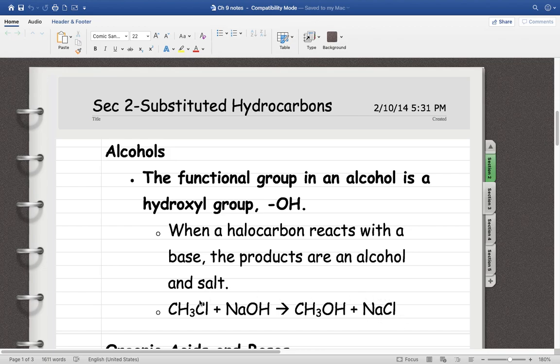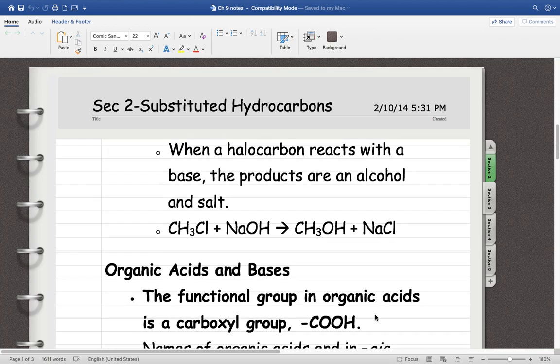Okay, so here is a substituted hydrocarbon. The functional group is a halogen, so this is called a halocarbon. This is a base, sodium hydroxide, and then this is a substituted hydrocarbon too, and the functional group is an alcohol, methanol. And this is chloromethane, sorry. So you have a halocarbon and a base, which is going to make an alcohol and a salt.